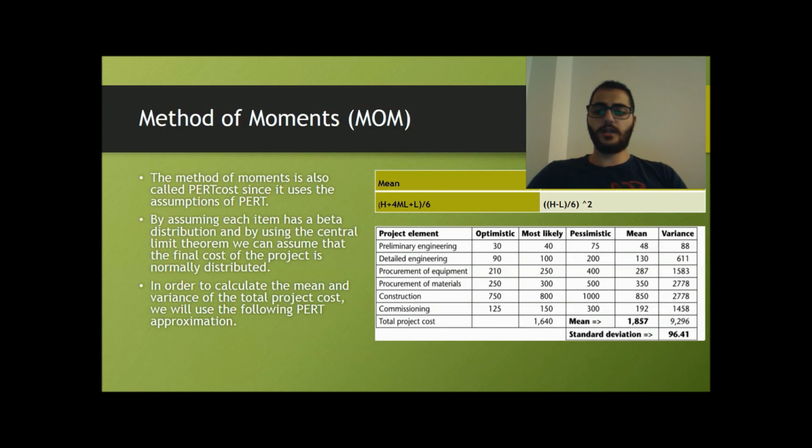By assuming each line item has a beta distribution, and by using the central limit theorem, we can assume that the final cost of the project is normally distributed. In order to calculate the mean and variance of the total project cost, we will use the PERT approximation as we have already stated.